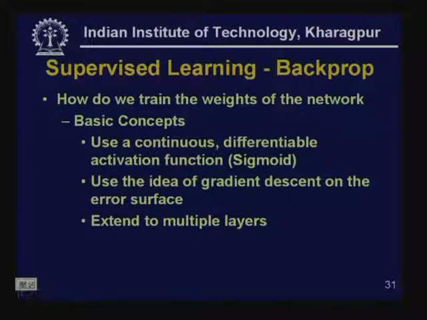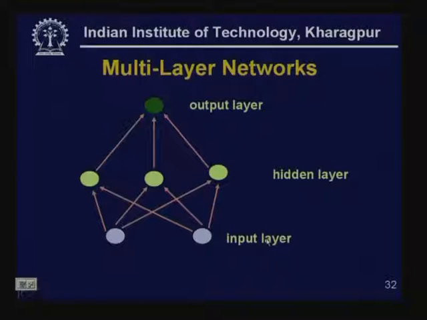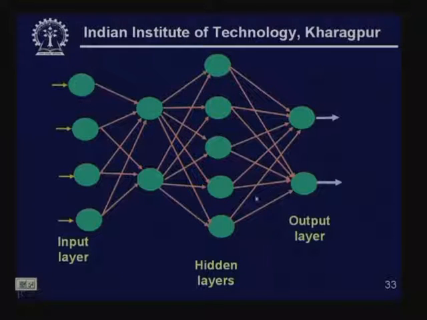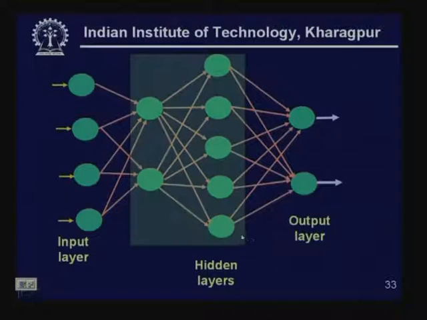Now, let us see how to train the weights of the network. The basic idea is that we will use a continuous differentiable activation function, which is represented by a sigmoid unit. We will use the idea of gradient descent on the error surface, and we will try to extend this to multiple layers. So, this is a schematic diagram of a multi-layer network with an output layer, input layer and the hidden layer. Same thing here, we have two hidden layers.